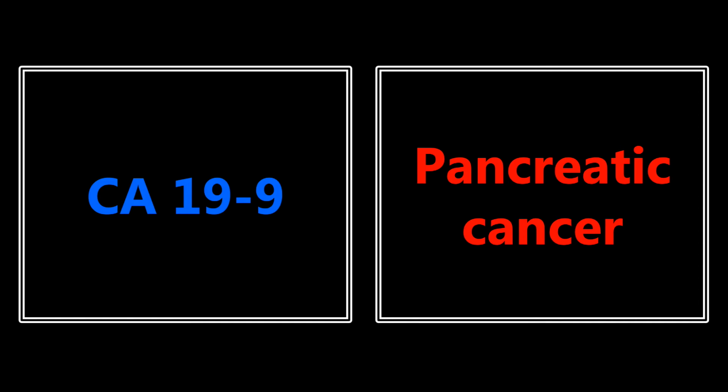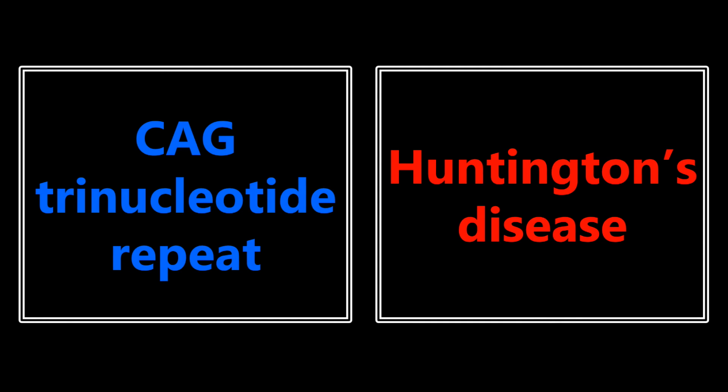CA 19-9, this is one of those tumor markers, and cancer markers, and if you see that, it's going to be talking about pancreatic cancer. CAG trinucleotide repeat, most students know this one as well. This is in reference to Huntington's disease.